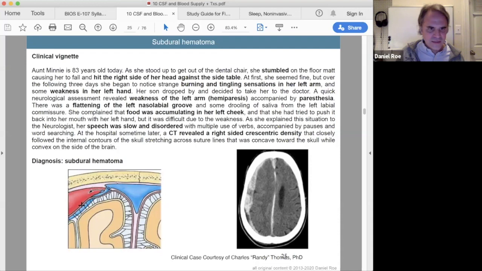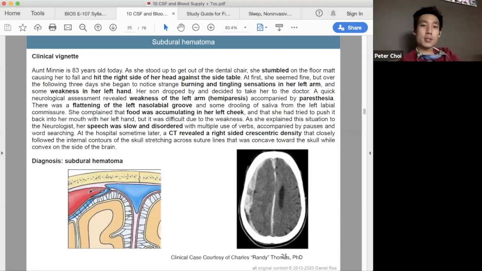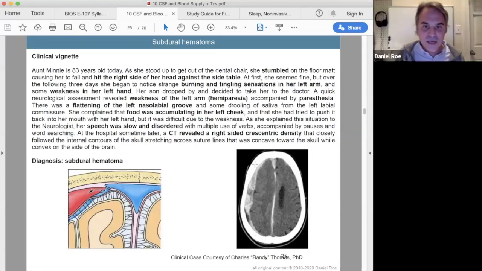Skull, dura mater. Dr. Rowe, you said that for the scans, the lighter regions are higher density or lower density? Higher water content. This is blood over here.